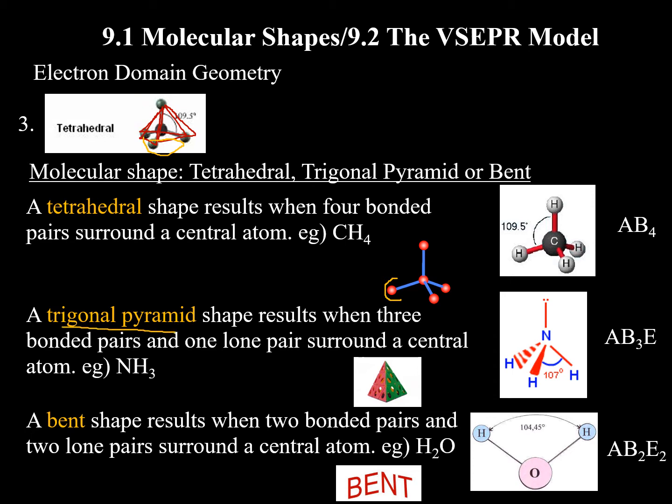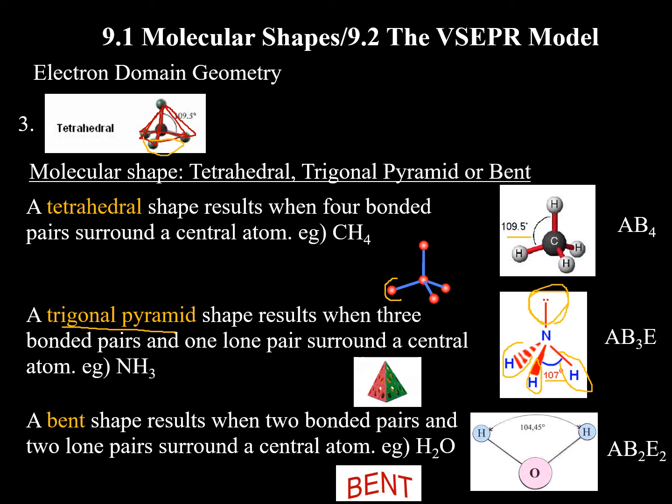We have a trigonal pyramid. Here we have three groups attached to the nitrogen in ammonia, three groups attached to the nitrogen and one lone pair. And this forms a pyramid, as you can see, and it's a three-sided pyramid. So we say trigonal pyramid. And the reason why the angle is a little bit less, 107 degrees, as opposed to 109.5, is because of this lone pair up top.